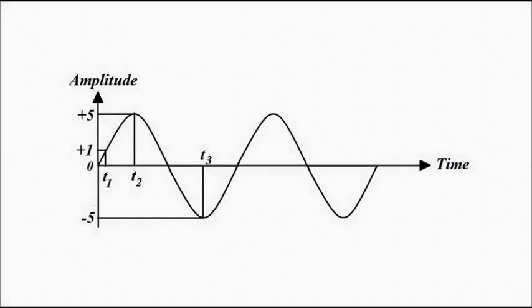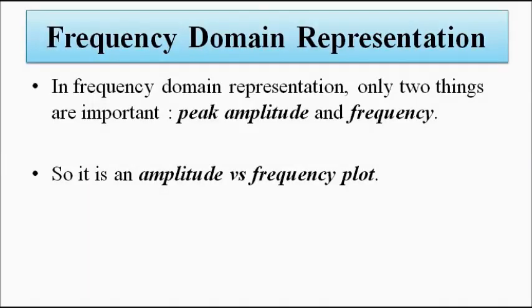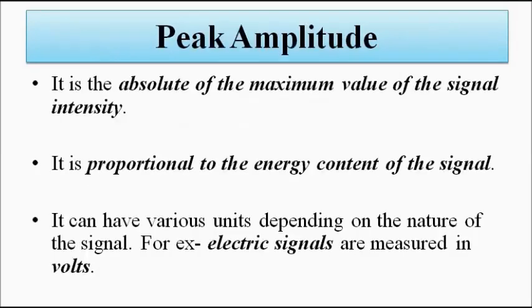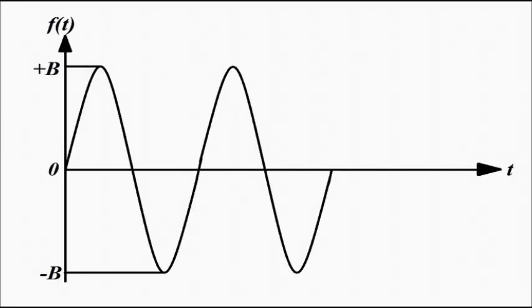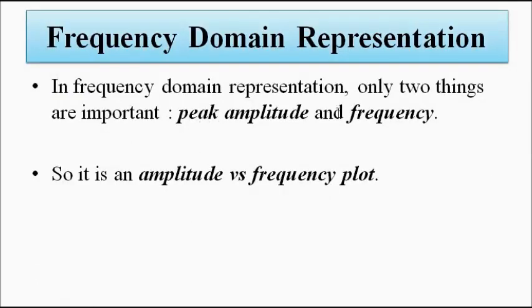But in frequency domain representation, only two things are important. First is the peak amplitude and second is the frequency. We have already discussed what the peak amplitude is. Peak amplitude is the maximum value of the signal. So for frequency domain representation, two things are important: peak amplitude and frequency. That is an amplitude versus frequency plot.